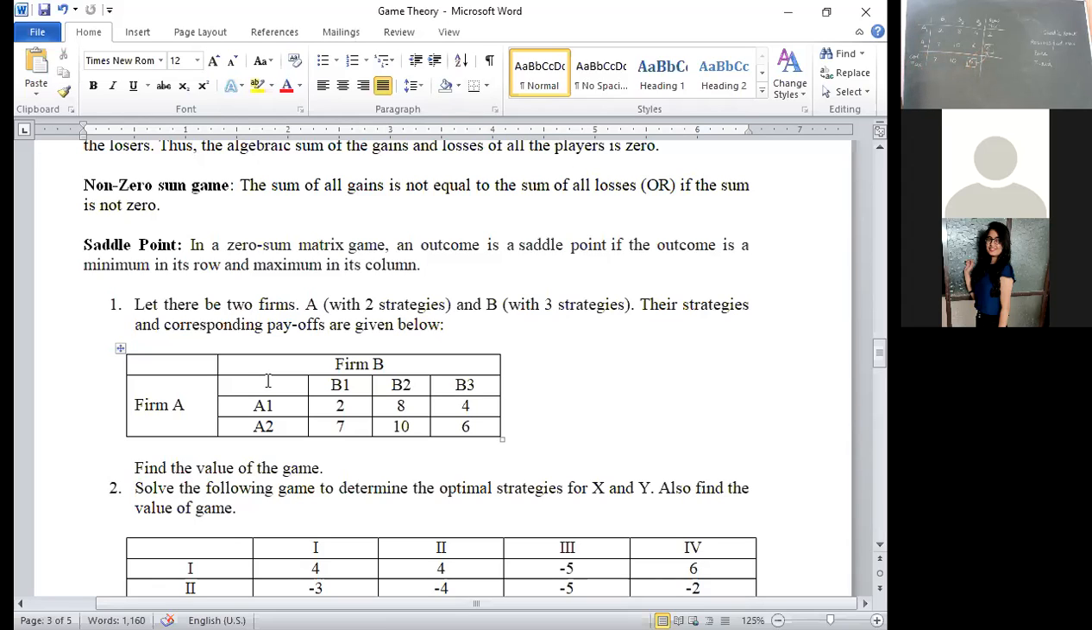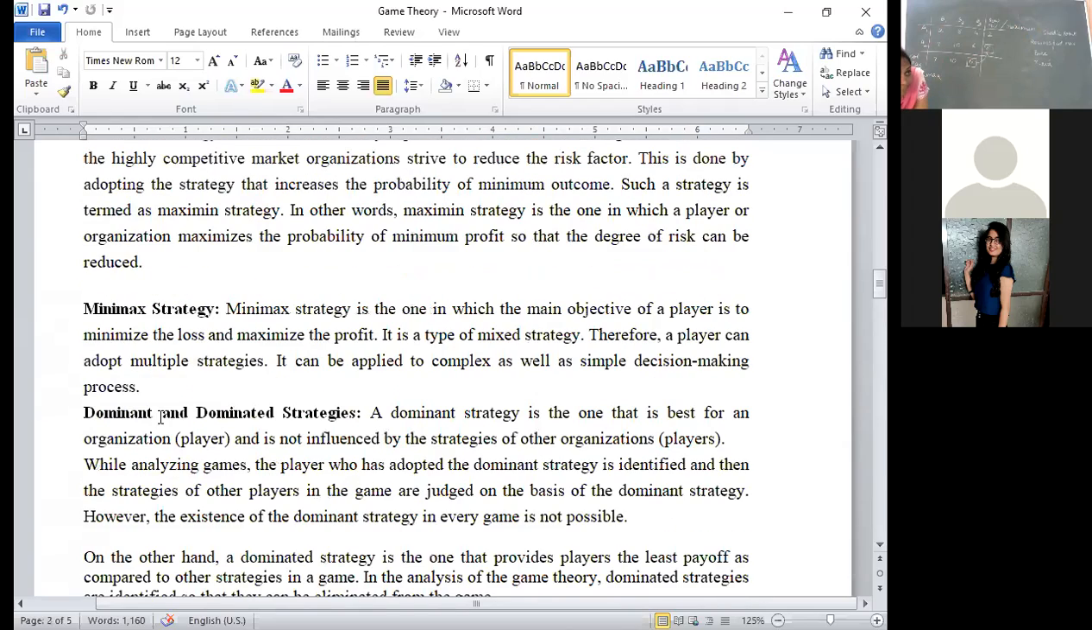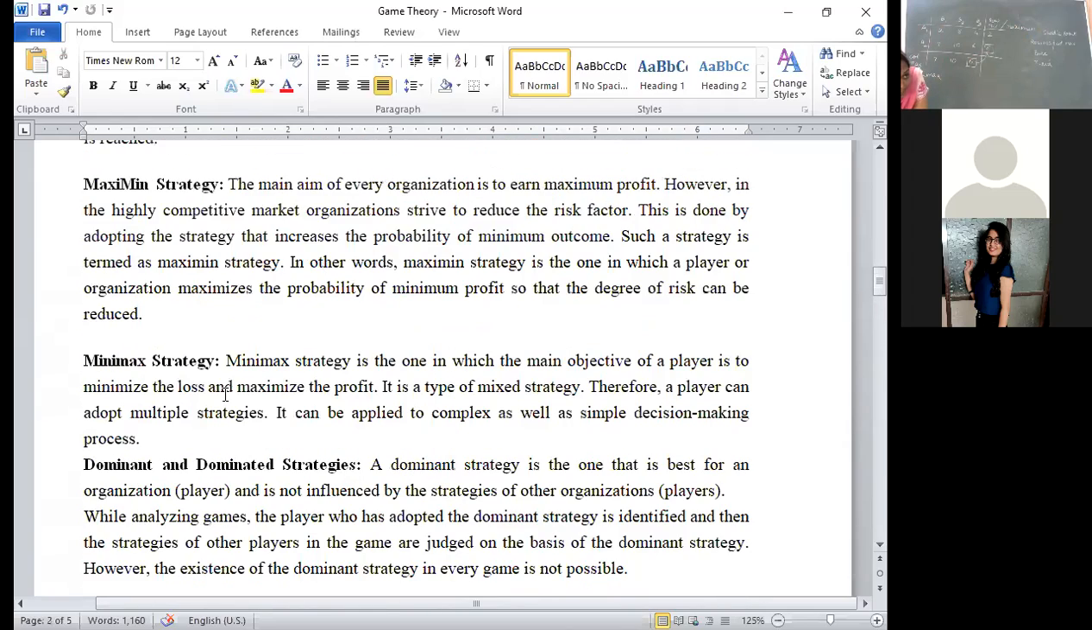Getting, students? Row minima is also known as maximin. According to decision theory, we studied maximin and minimax. Column maxima, we call it as minimax. Here I mentioned, see. Go through minimax and maximin.